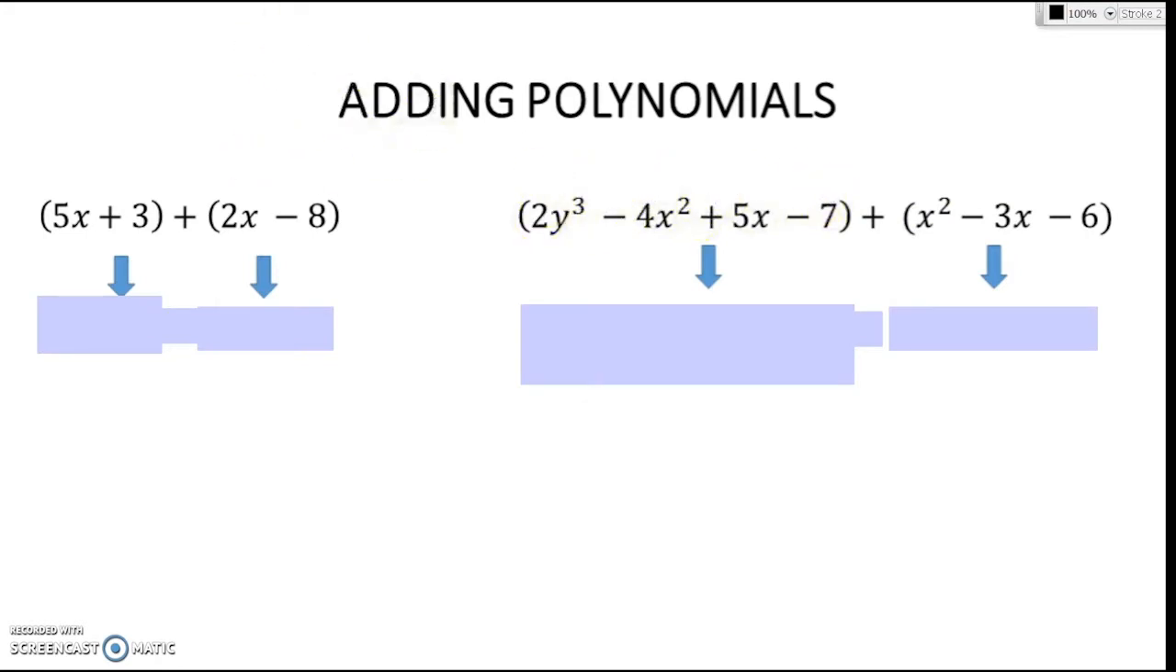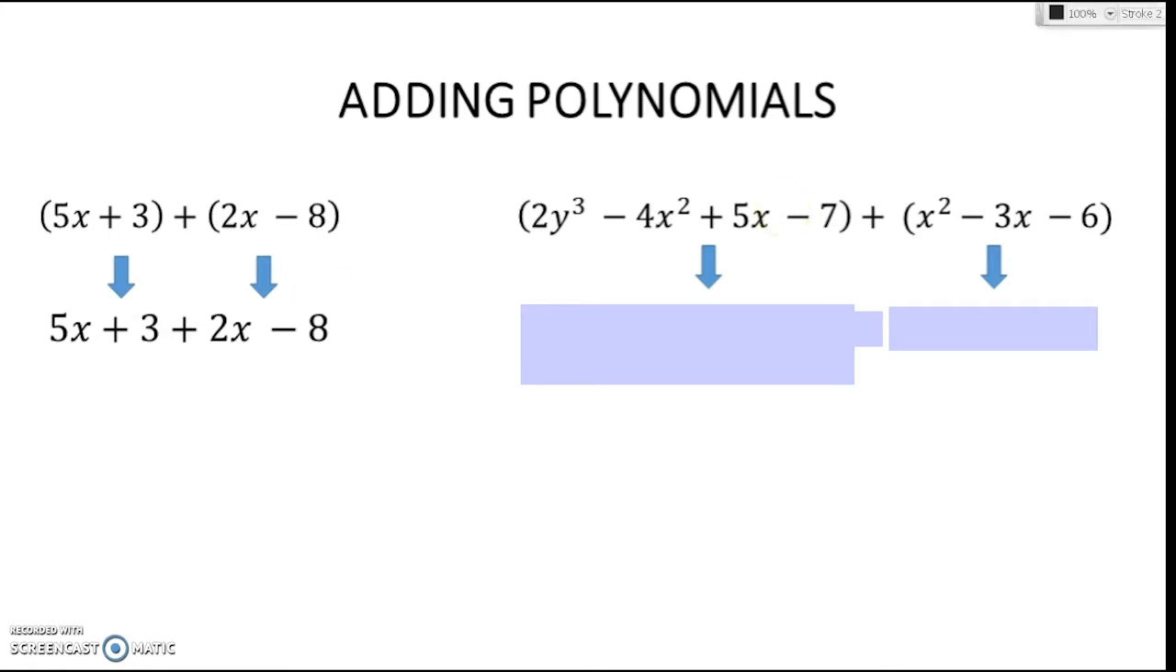So what do we do when we're going to add polynomials? When adding, it's super easy. All we're going to do is combine like terms. So we're going to take this 5x plus 3 and get rid of the parentheses, bring down our plus sign, and get rid of these parentheses around the 2x minus 8. Now we have a simple combining like terms problem.